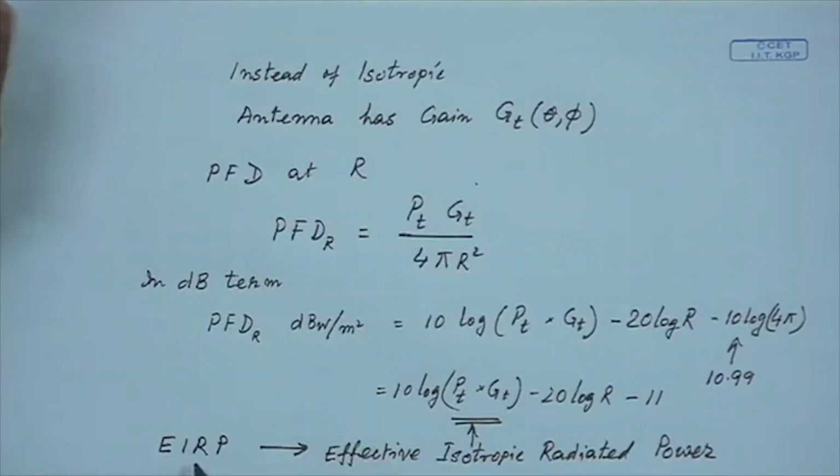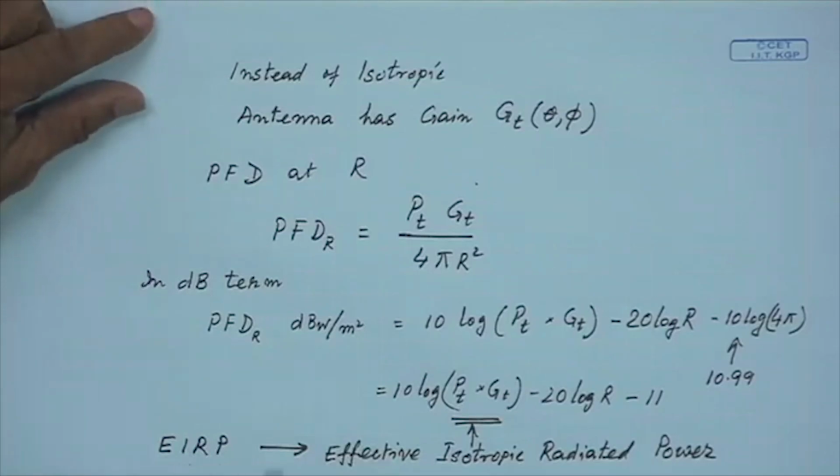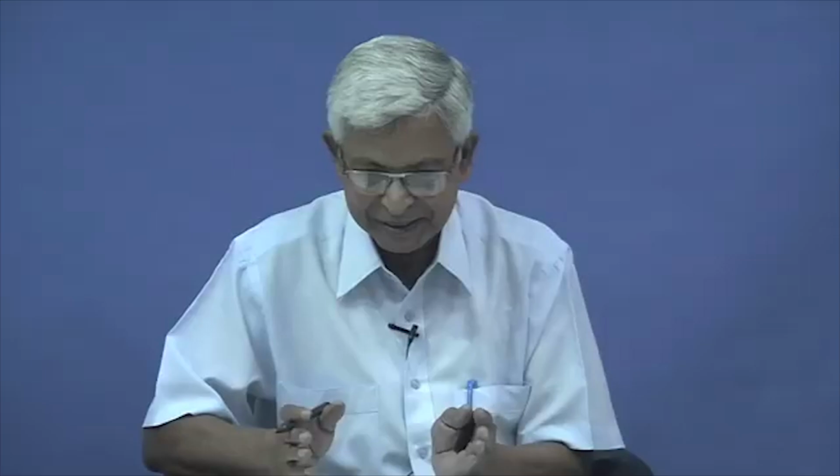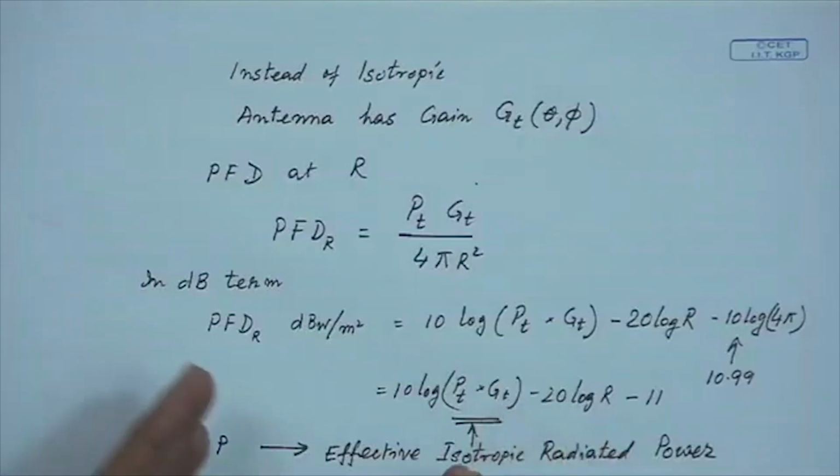We will use this term very, very frequently. It is called EIRP, that is effective isotropic radiated power, that is PT into GT. Let us go into a little more detail of that.